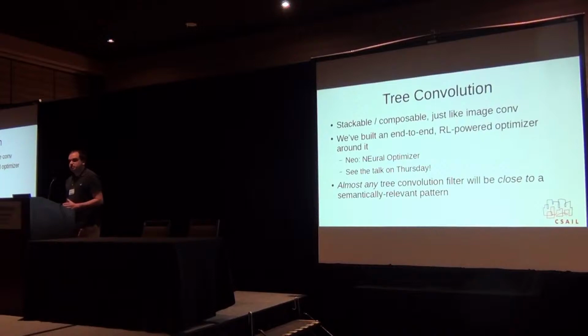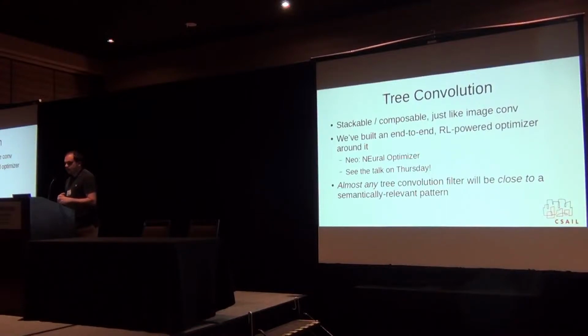So just like image convolution, these things are stackable and composable. I can take multiple layers of tree convolution because they're an operator that maps trees to trees, and I can stack them together, which is good. I'm not going to go into how well this works now, but we have built an end-to-end reinforcement learning powered optimizer. It's called NEO. You can see the talk on Thursday.